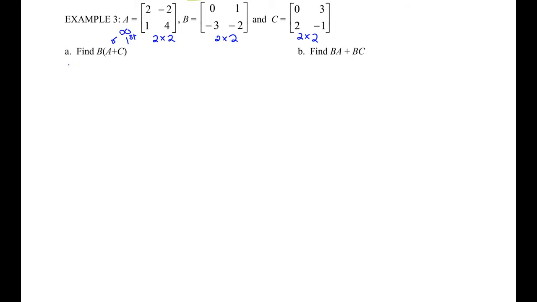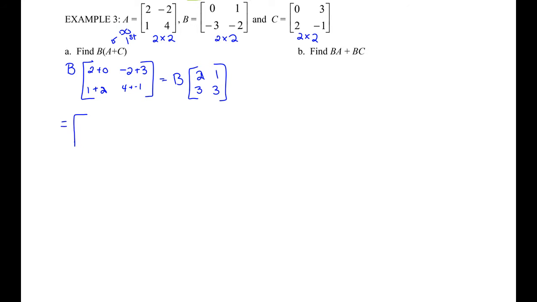So I'm going to have matrix B, and it's going to be multiplied by the A value plus the C value in each entry. Which is going to turn into B times 2, 1, 3, 3. Right, and I'm going to replace B with its matrix. So 0, 1, -3, -2 times 2, 1, 3, 3.